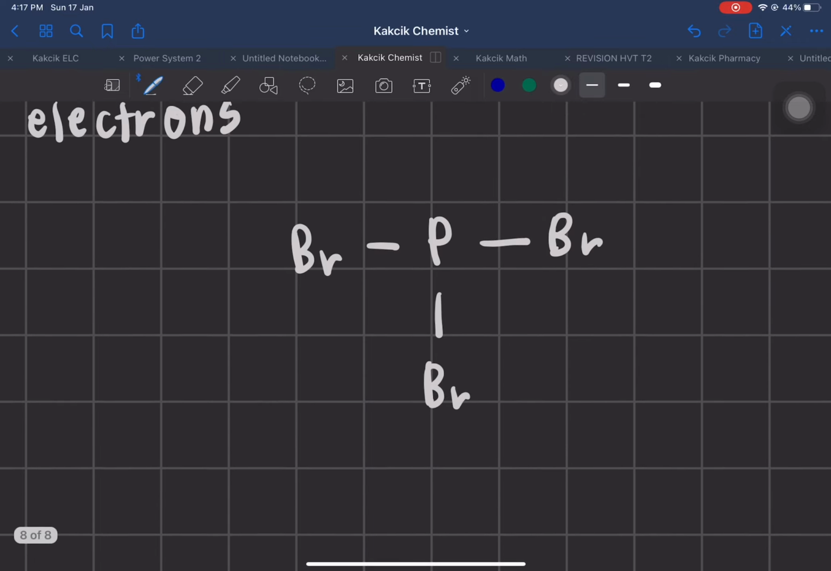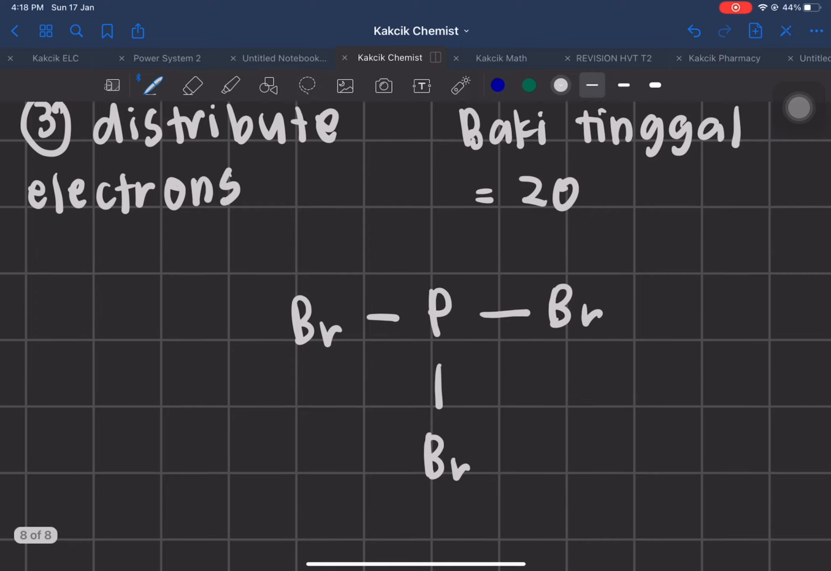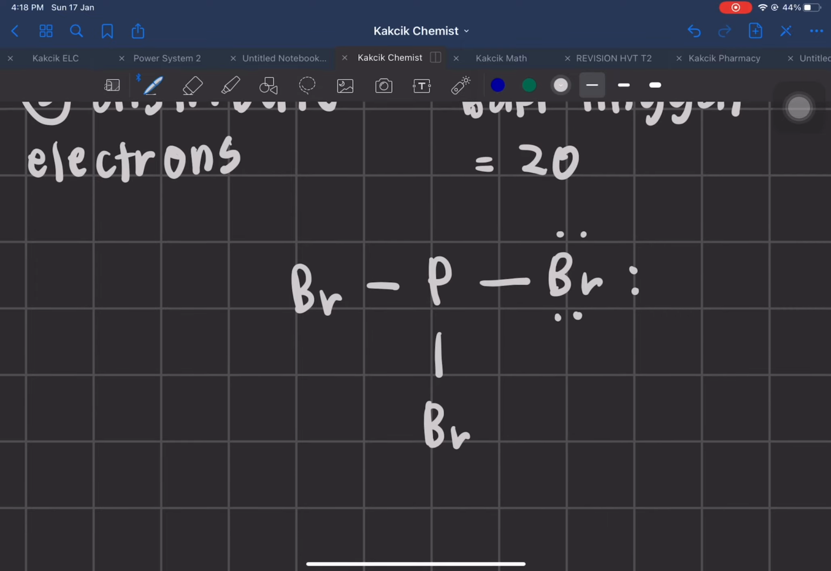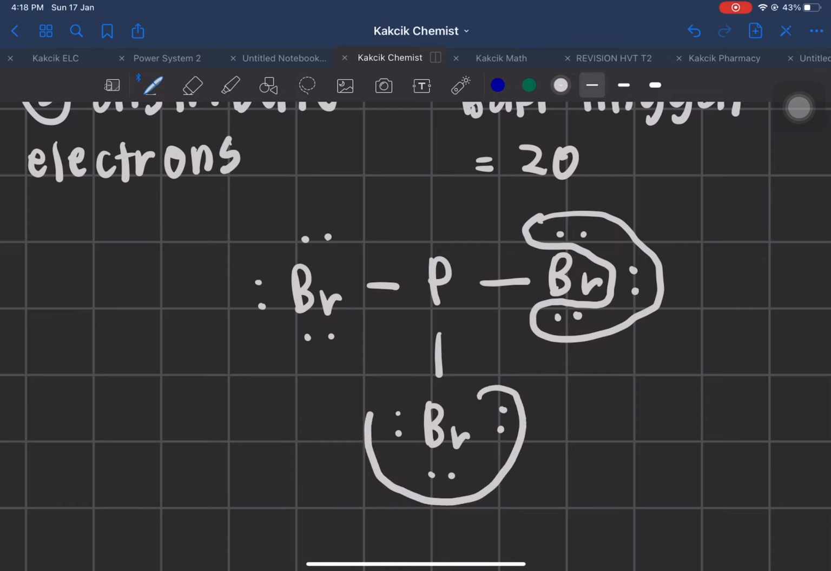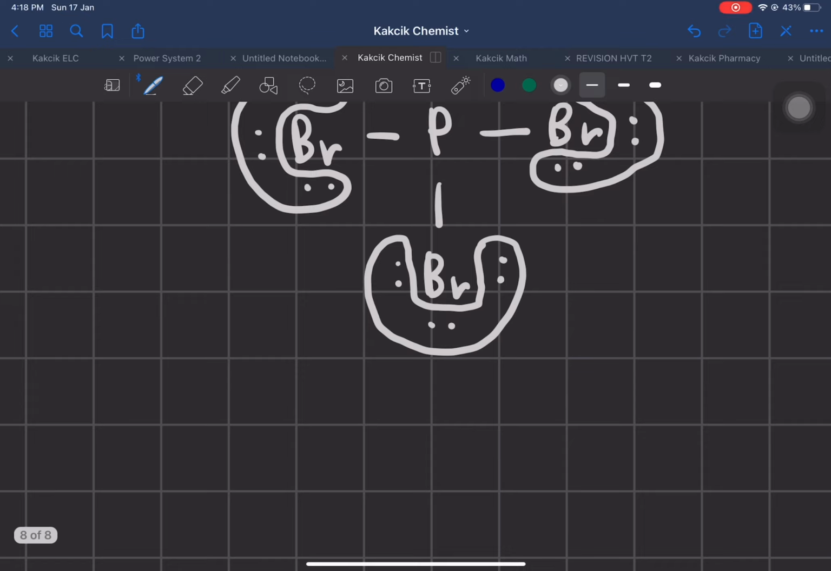Okay, the next step is we have to distribute the remaining electrons as lone pairs on the terminal atoms, completing an octet around each atom. So dalam kita punya structure kan kita ada tinggal baki 20 kan. So kita akan letak dekat terminal atom dulu. Kita akan letak complete octet rule. So octet rule ada 8 kan, sebab nama dia oct. So dekat Br kita akan letak 2, 4, 6. Kita akan letak 6 dots. Okay, 6 dots.